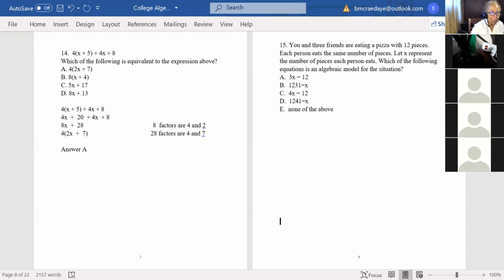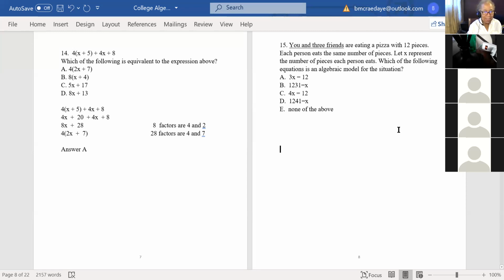Number 15. I give you 2 or 3 minutes to read it and tell me the answer. Now, don't get tricked by the 3 friends, because it says you and 3 friends. How many people is that? 4. That's where people make mistakes sometimes. You and 3 friends, a total of 4 people.